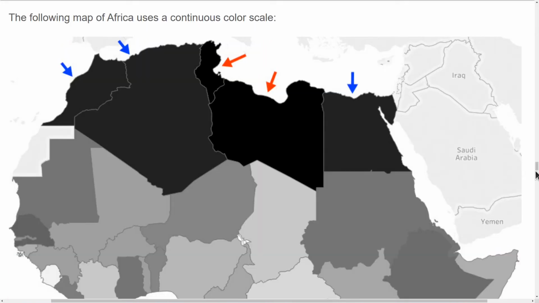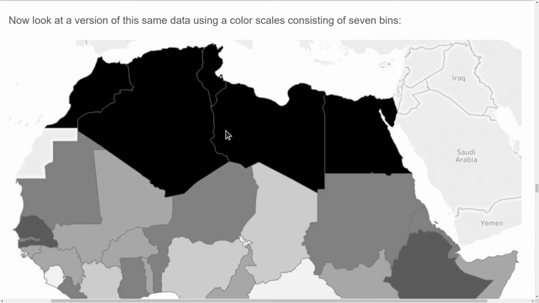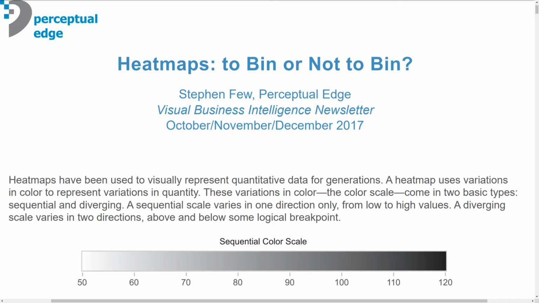Here's a choropleth map that uses a continuous color scale. Notice how you can perceive the difference between these two. Here's a visualization of the same data using 7 bins, and these two fall into the same bin. So you can't see that there's a difference at all. To even know that there's a difference, you would need to rely on external means like tooltips. So it is totally possible to use a sequential color scale and not use bins at all. The answer to the question, to bin or not to bin, is really, it depends on the task at hand.